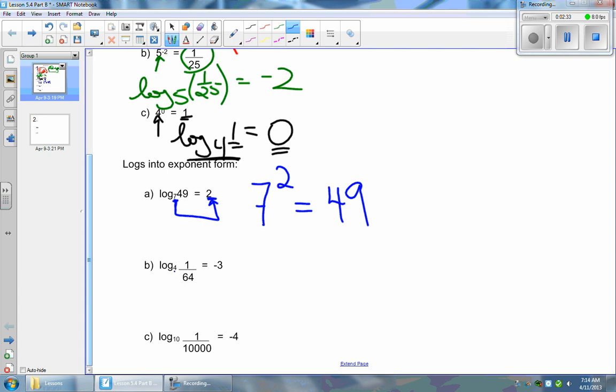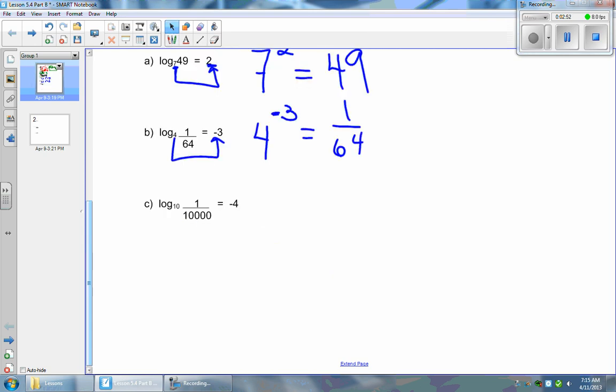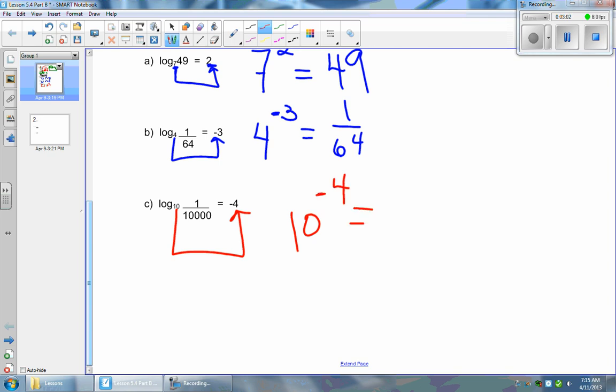Take a look at this one. 4 to the power of negative 3 equals, right, 1 over 64. Why? Don't forget, this negative means to flip it, take the reciprocal. And 4 to the power of 3, 4 times 4 times 4, is 64. Let's take a look at the last one here. Log base 10, so there's your base. There's your exponent or your power, 10 to the minus 4 equals, now remember, the minus means to flip it, and of course, there's your answer. 1 over 1, 2, 3, 4 zeros. And that's basically how it works.